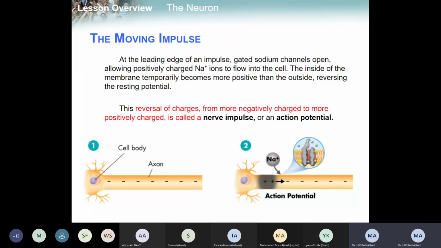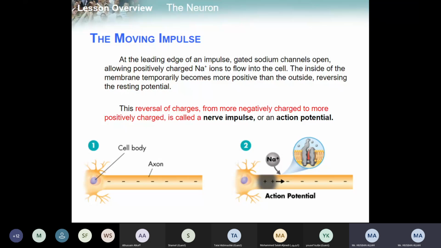It becomes more positive than the outside, reversing the resting potential. This reversal of charges from more negatively charged to more positively charged is called a nerve impulse, or we can say an action potential.